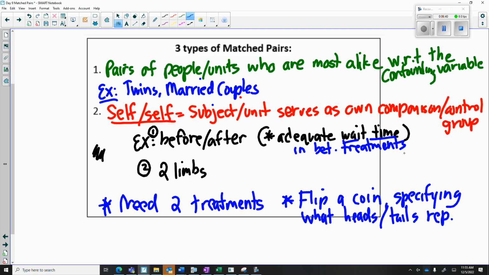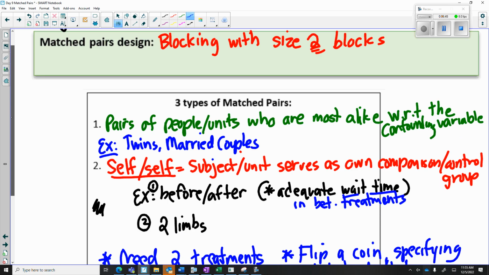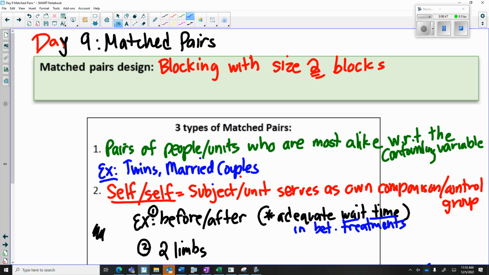So basically, matched pairs is kind of like a special type of blocking, because we're honing in on just really how similar we can block people, and pairing them is one option, and then serving as your own control is the other option.